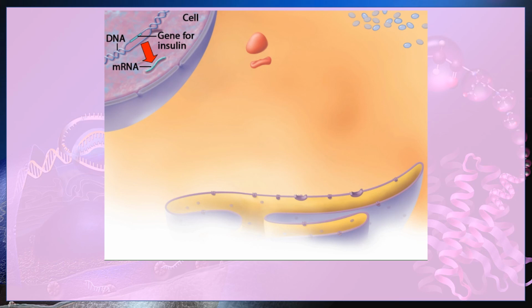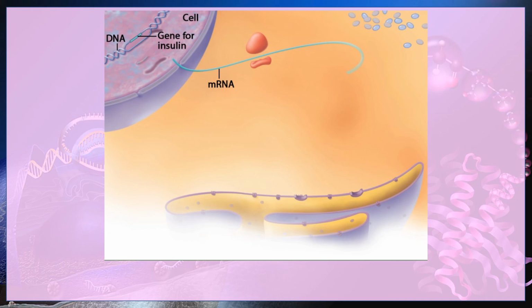I think of this process as similar to making a photocopy of a page in a book that you can't take out of the library. The DNA has to remain in the nucleus, but the copy, the mRNA, leaves the nucleus and can then be used to make the protein insulin.